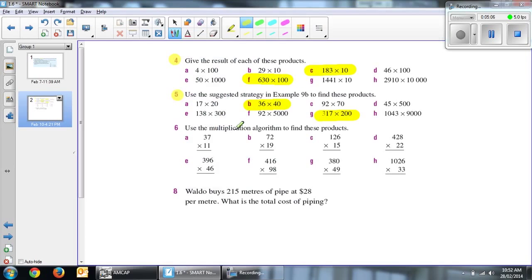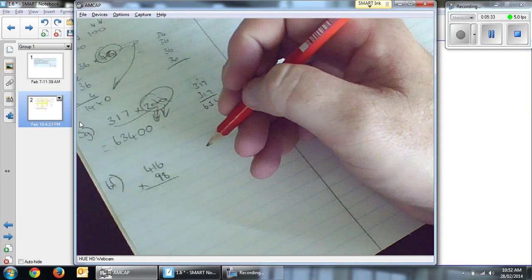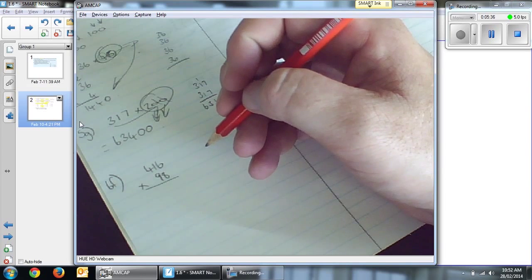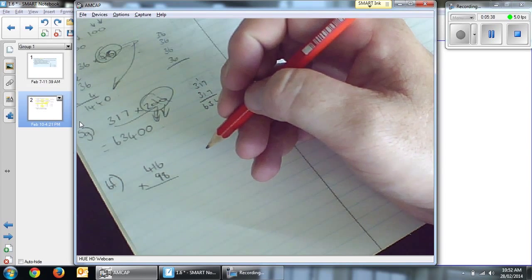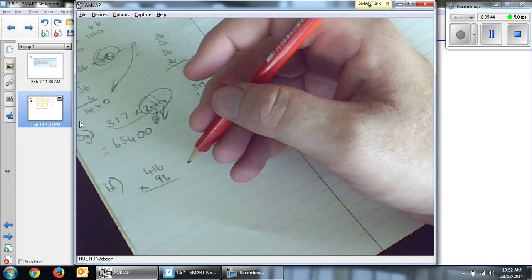Alright, let's have a look at the next one. So this one says use the multiplication algorithm to find these products. So this is where we do have to use the algorithm. Let's have a look at F. Two of my least favourite times tables. So that's 6F, 416 multiplied by 98. So, once again, when you're working with this, and we've done this algorithm before, because we're dealing with tens now, things change a little bit. We need to do an addition at the end.